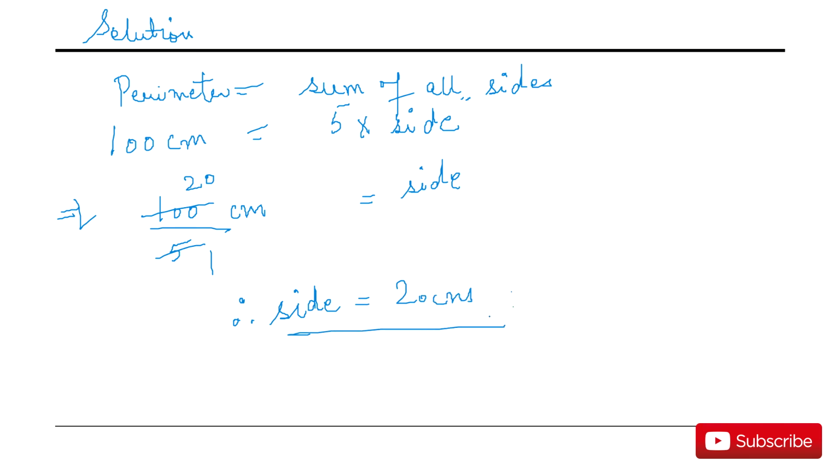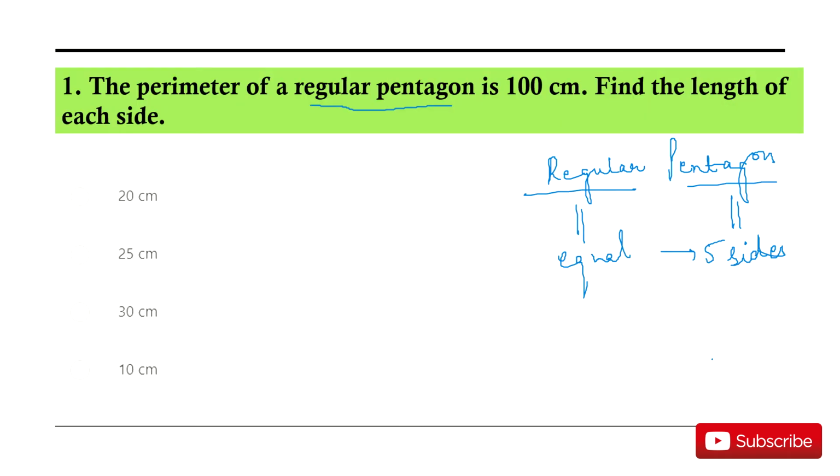So the length of the side of the regular pentagon is 20 centimeters. So let me find the correct option. Yes, here is the correct option, 20 centimeters.